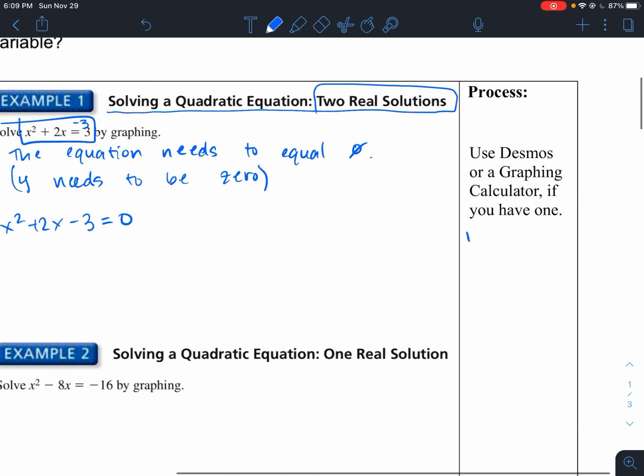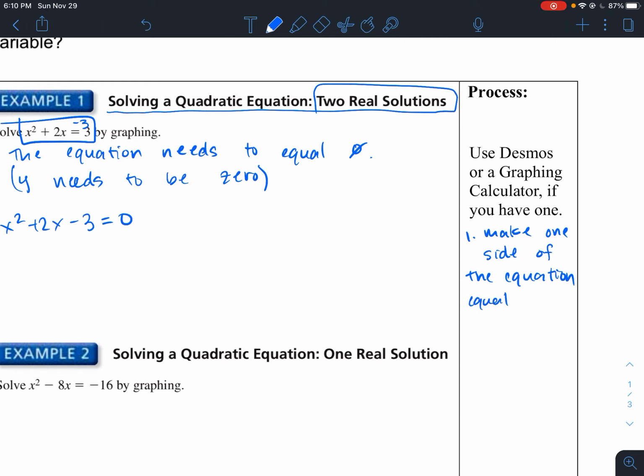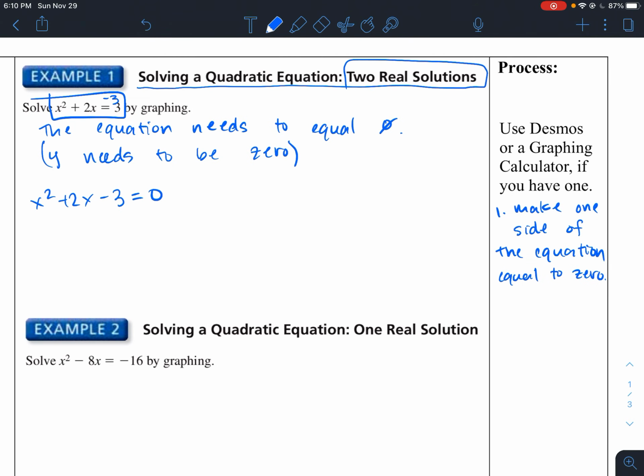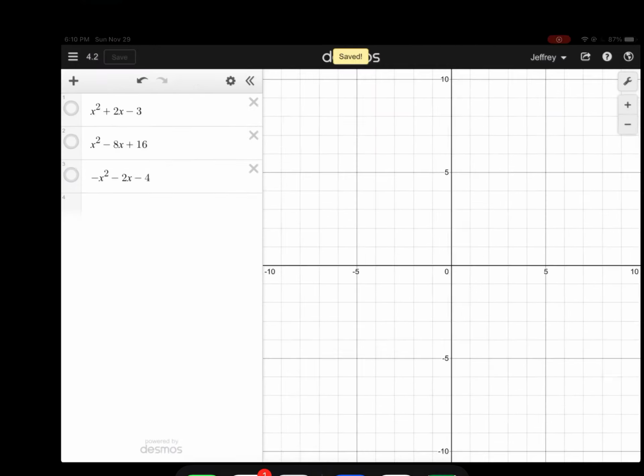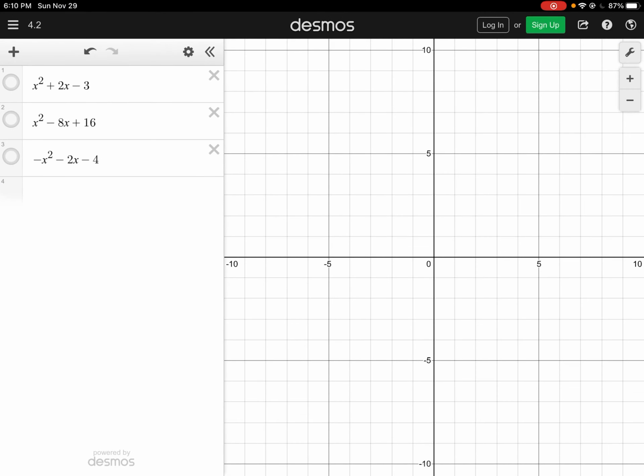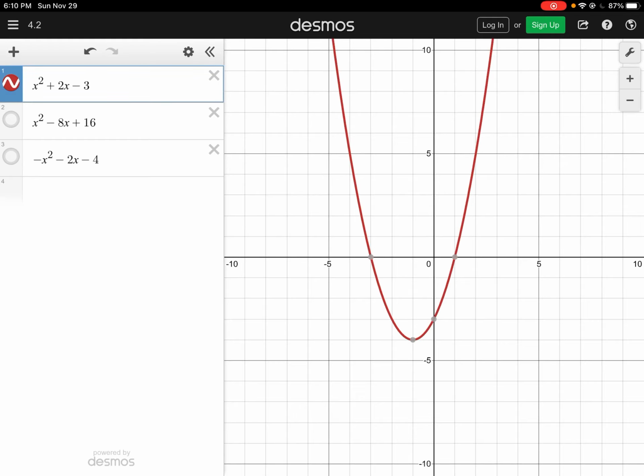So first, make one side of the equation equal to 0. Okay? And when you have that, just graph it. So I actually have that right here in Desmos. So x squared plus 2x minus 3. In Desmos, it's really nice because if you click on the points, it tells you where the graph crosses the x-axis.